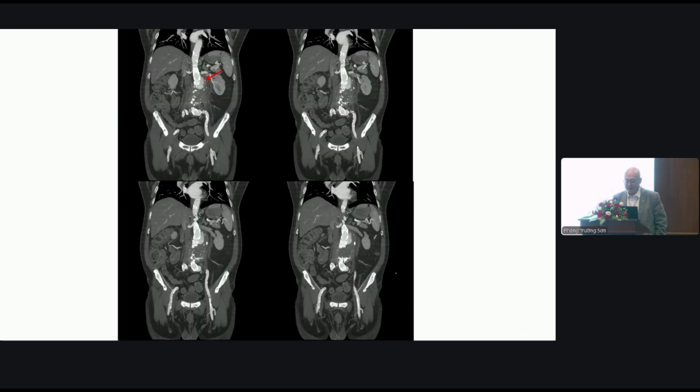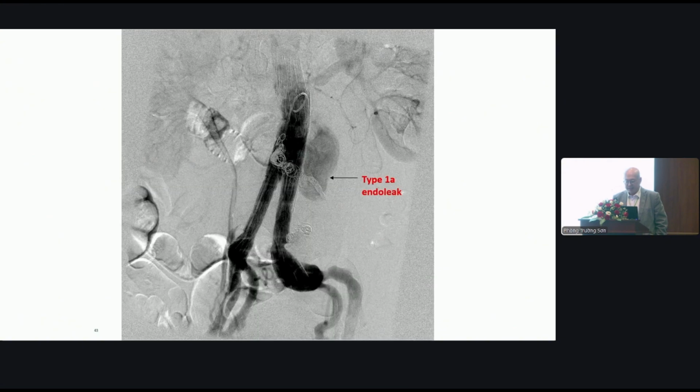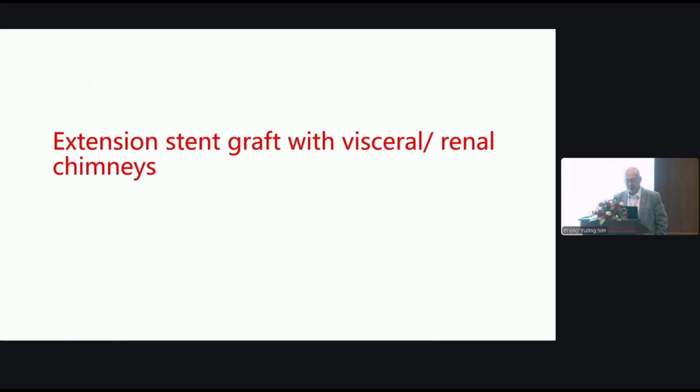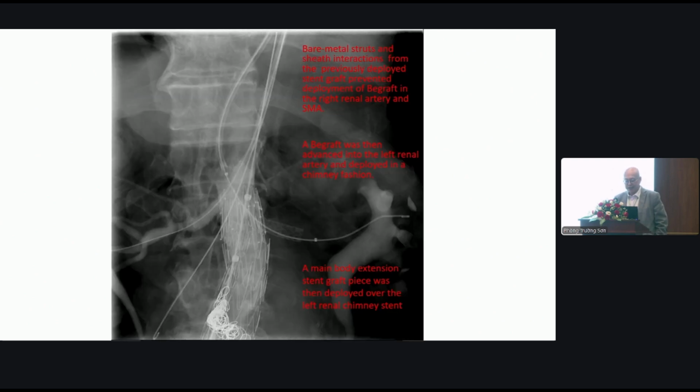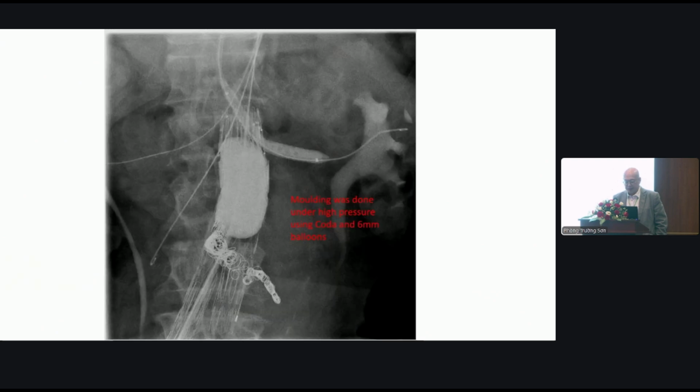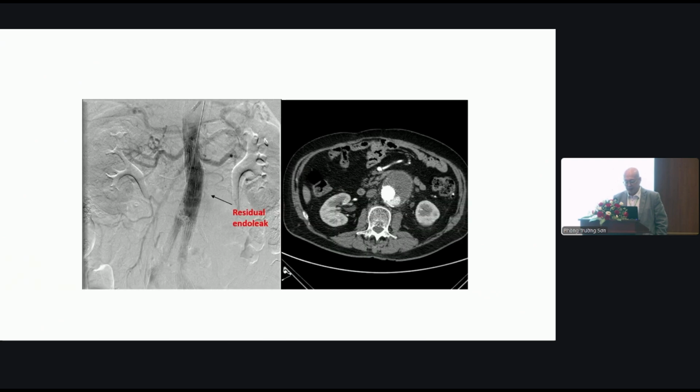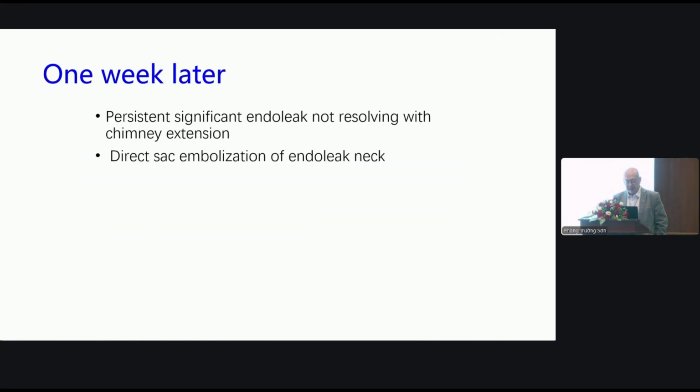For some reason, it had started to leak, so what we tried to do was try an extension. We tried to do a triple chimney with an extension stenting up in this patient, and we had a lot of difficulty trying to advance some of the covered stents in. So in the end, we only managed to do the left, and then we molded. Clearly, the leak didn't resolve.